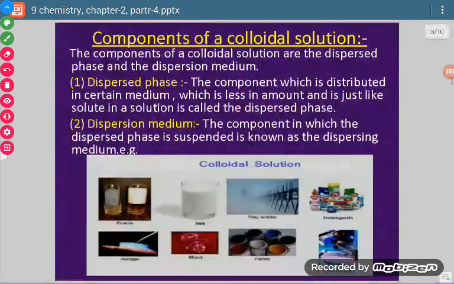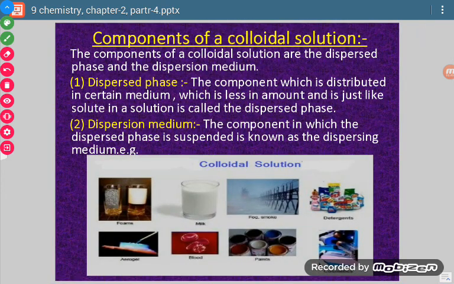Now, what are the two phases which are involved in colloidal solution? The two phases involved are dispersed phase and dispersion medium. Just like in case of solution we had solute and solvent, here we say dispersed phase and dispersion medium.